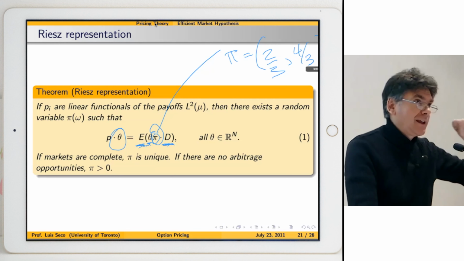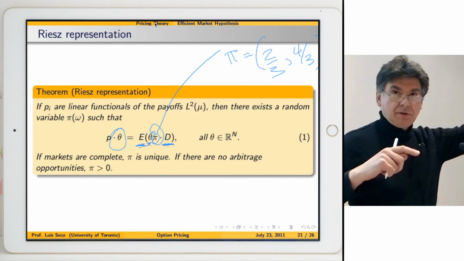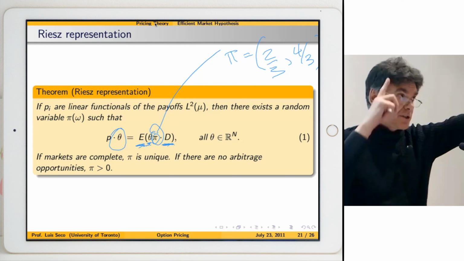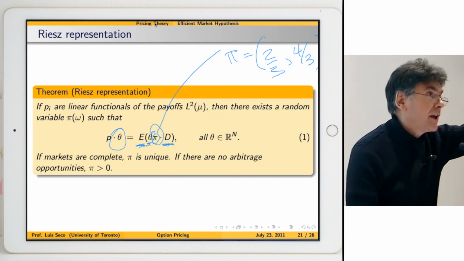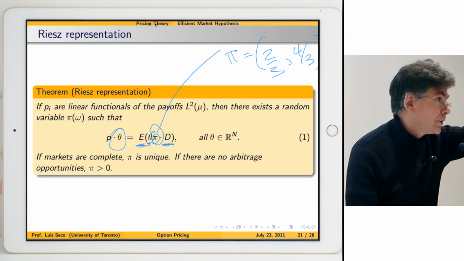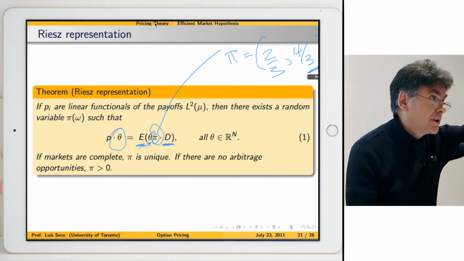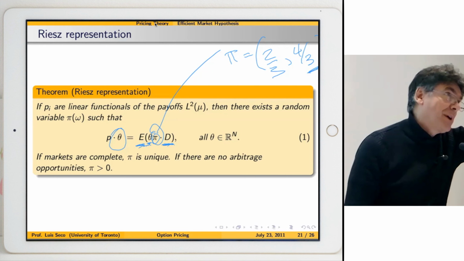Why? Because I said 50-50, right? Wait a minute, you're tricking me, right? 50-50. So Zach says 50-50. Excuse me. 50-50 times 2/3 is 1/3. 50-50 times 4/3 is 2/3. Now you don't pay 50 cents. You pay?